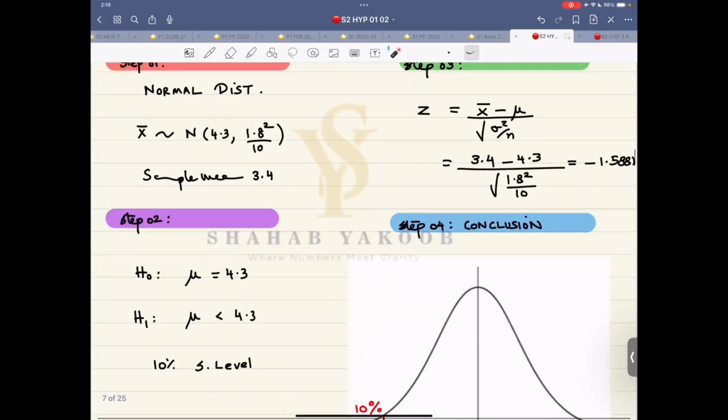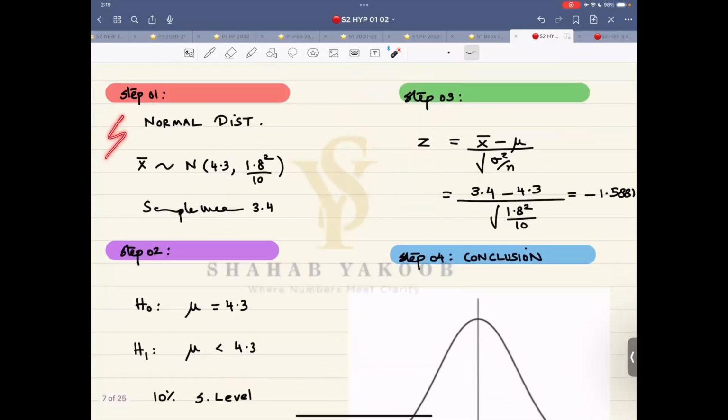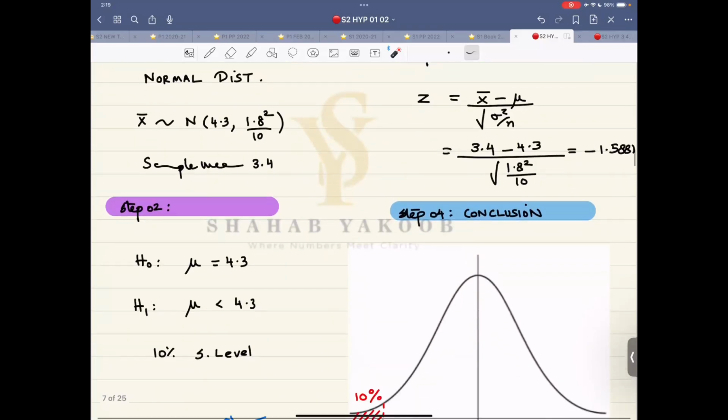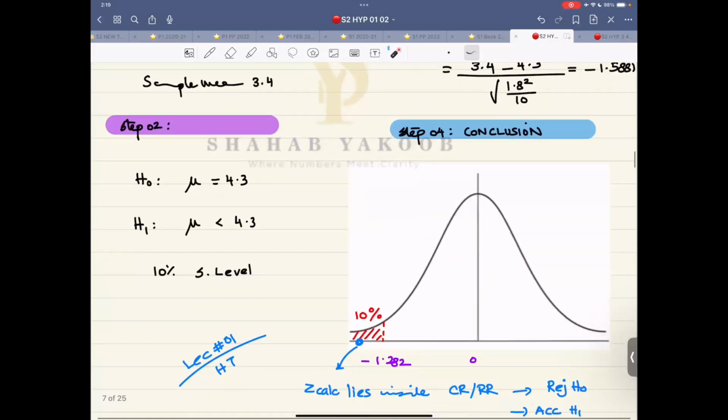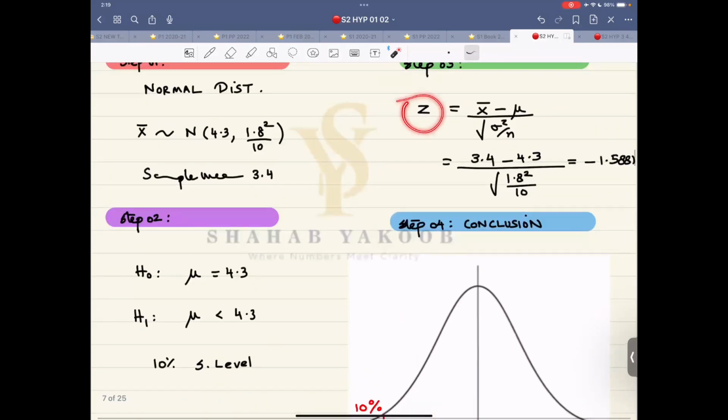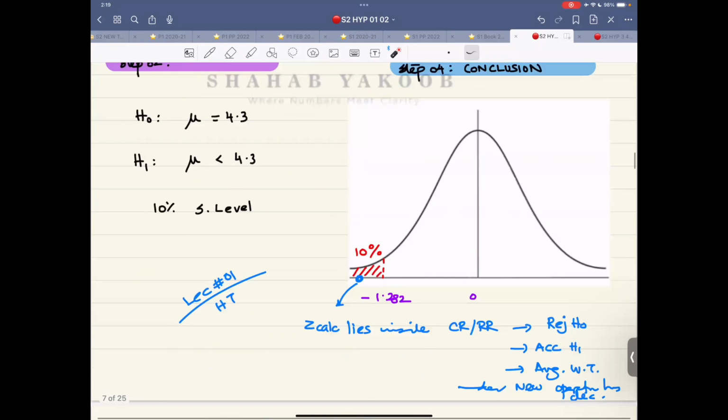Now, there are 4 steps that I focus on. That is basically jotting down the details of the normal distribution, listing down the H0 and H1, stating the null and alternative hypothesis along with the significance level, calculation of Z, and then concluding. If the Z value lies inside the critical region, we reject H0, accept H1.